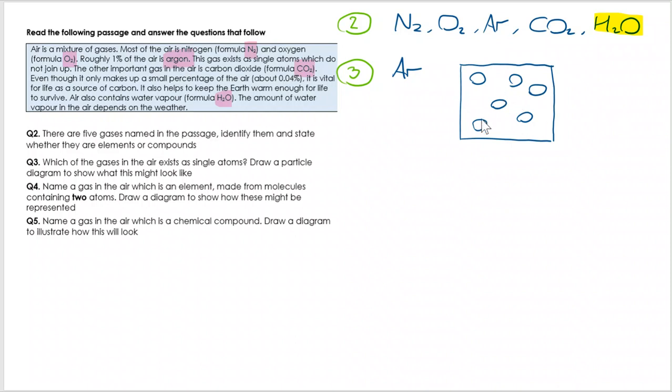And you can see I've drawn out 6 atoms of argon here. They're all identical, they're white circles, they're spread out, they're not chemically combined. That's what we were looking for.